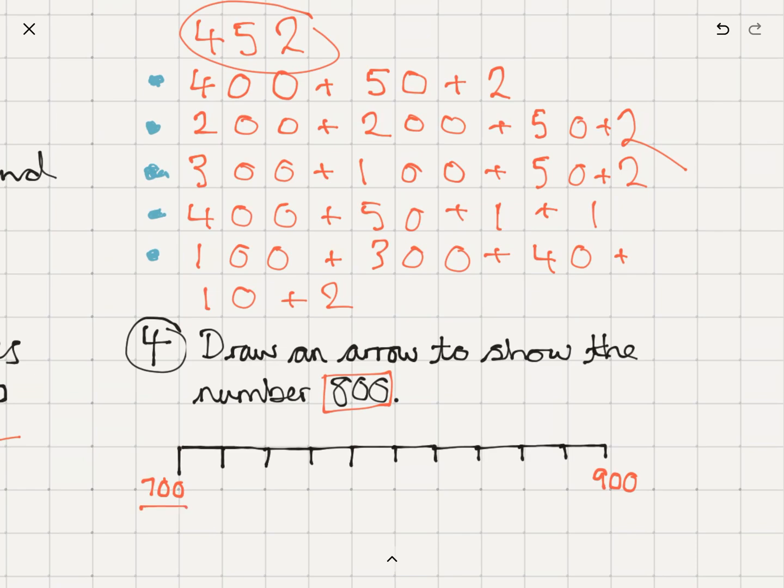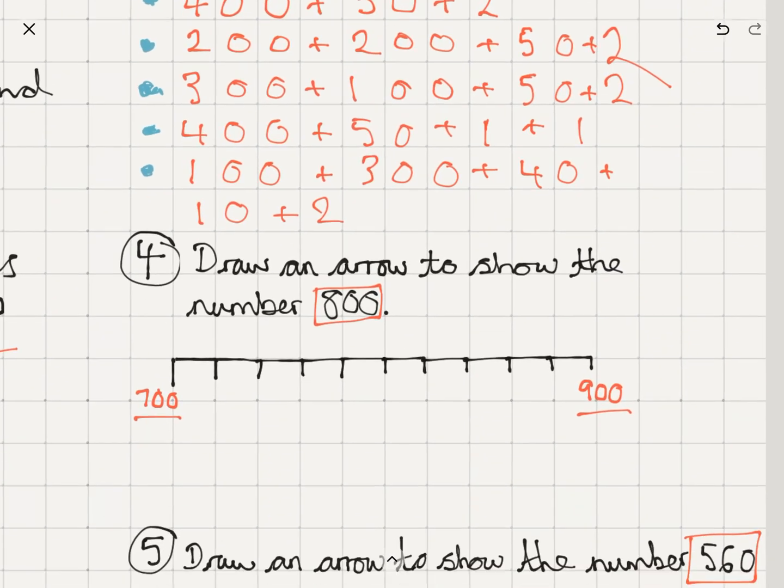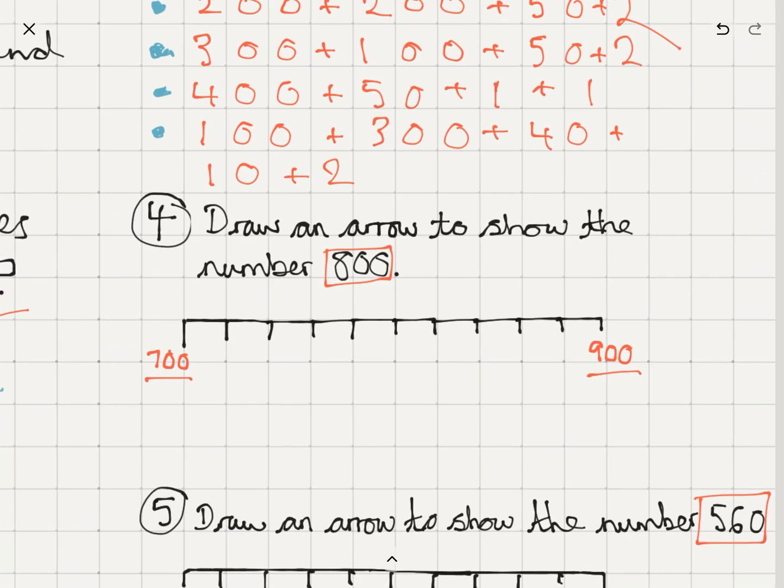And now we're moving on to our question number 4, where we are asked to draw an arrow to show the number 800. Okay, so on the help video again, I've shown you the steps to figure out where you need to draw an arrow on the timeline. So the first step you need to do is count how many lines there are between the two numbers. So we go 1, 2, 3, 4, 5, 6, 7, 8, 9, 10. Okay, so from the 700, we've got 10 dots.